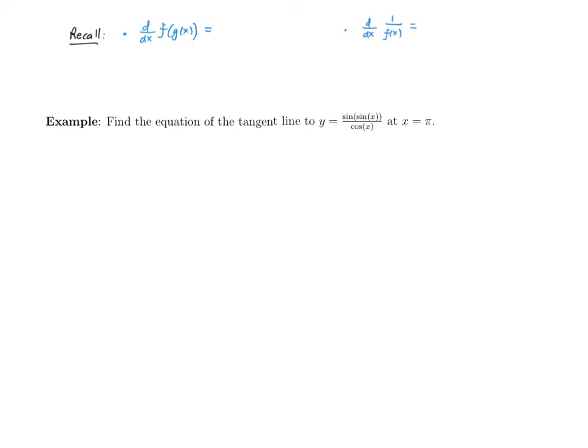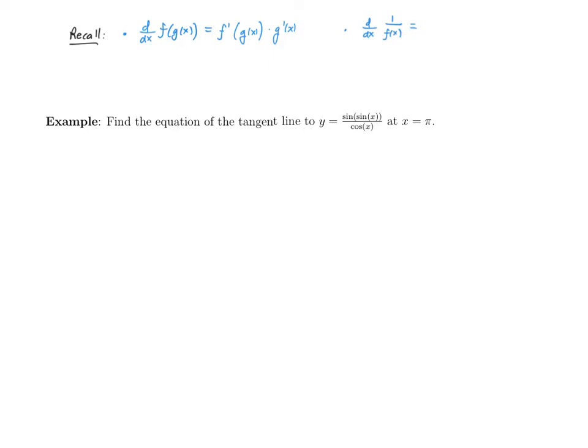So, reminder to get started, we've been talking about the chain rule, which is used to differentiate a composition of functions. The derivative of f of g of x is equal to the derivative of the outside function evaluated at the inside function, multiplied by the derivative of that inside function.